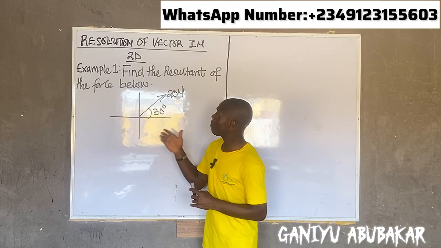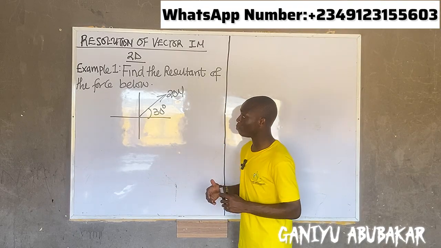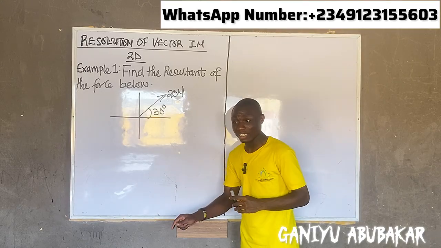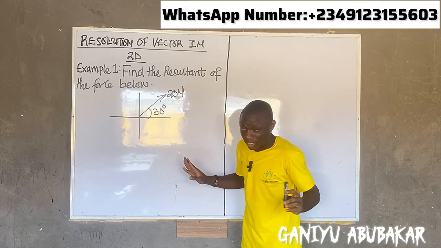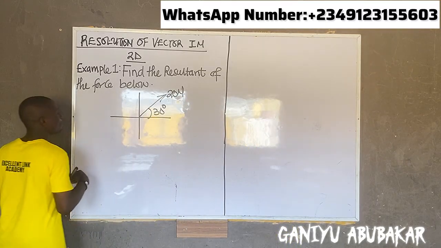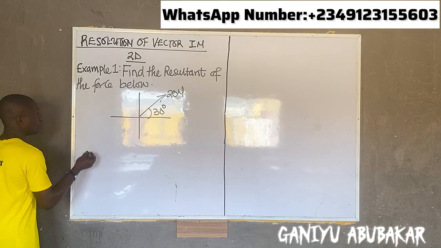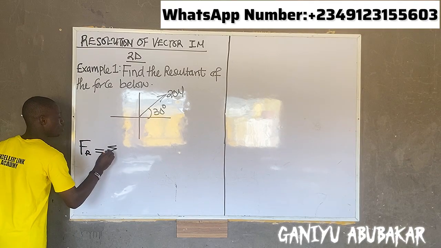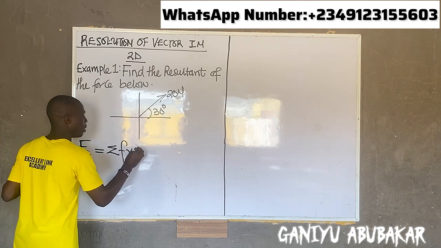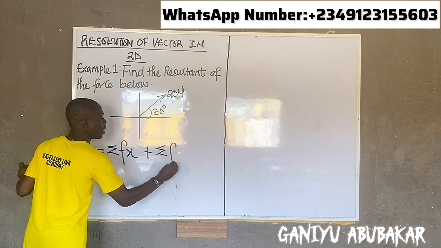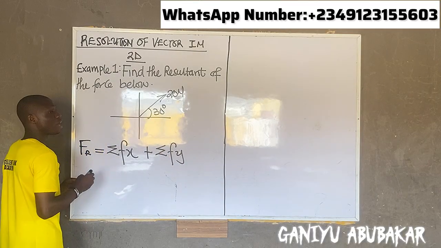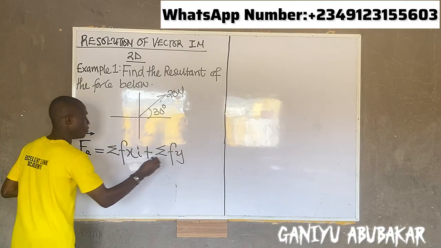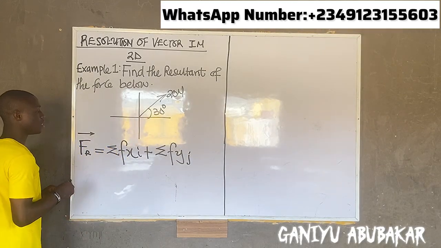Example 1 says, find the resultant of the force below. Listen, find the resultant, not the magnitude of the resultant. What do we know? For resultant of force, Fr is equal to summation Fx plus summation Fy. In case you are asked to put it in vector form, you put an arrow here, then i here and j here. This is it in vector form.